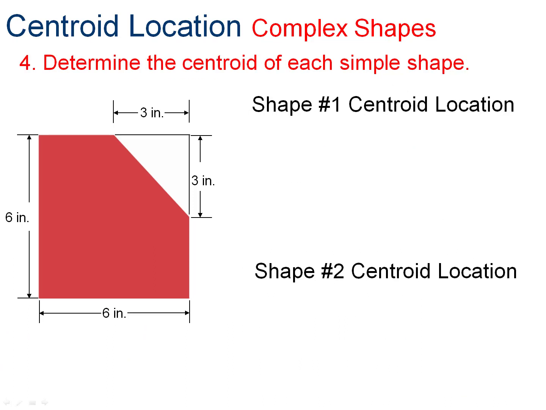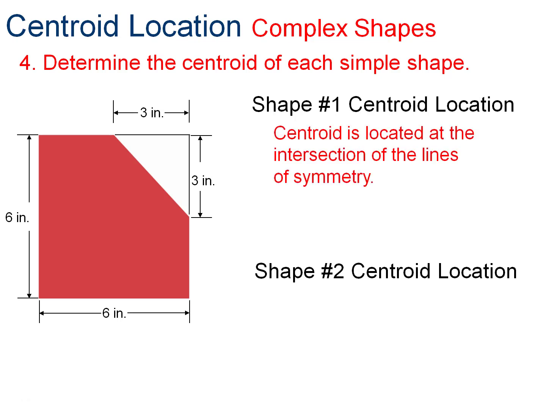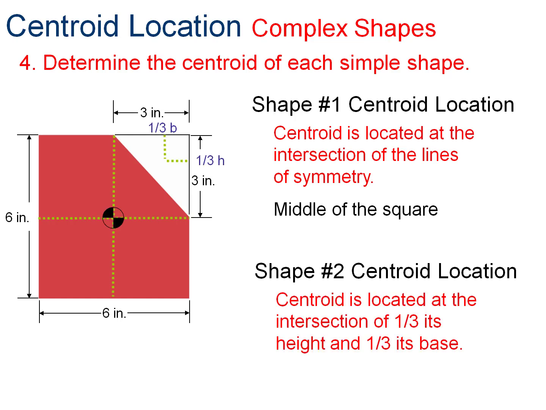Step 4. And this is again for the subtractive method. Determine the centroid locations of shape 1. That's pretty easy because shape 1 was a square, so we know it's in the middle of the square. That's 3 and 3. Shape 2, a little more work, but again, it's 1/3 of the base, 1/3 of the height, but notice it's measured from the right angle side. It's 1/3 from that side, not from the bottom down here.